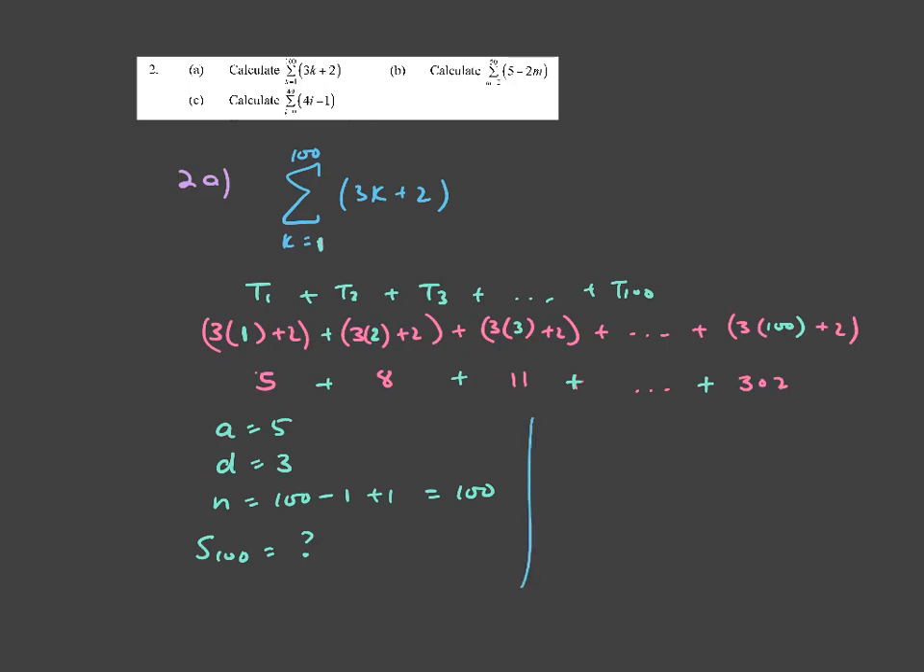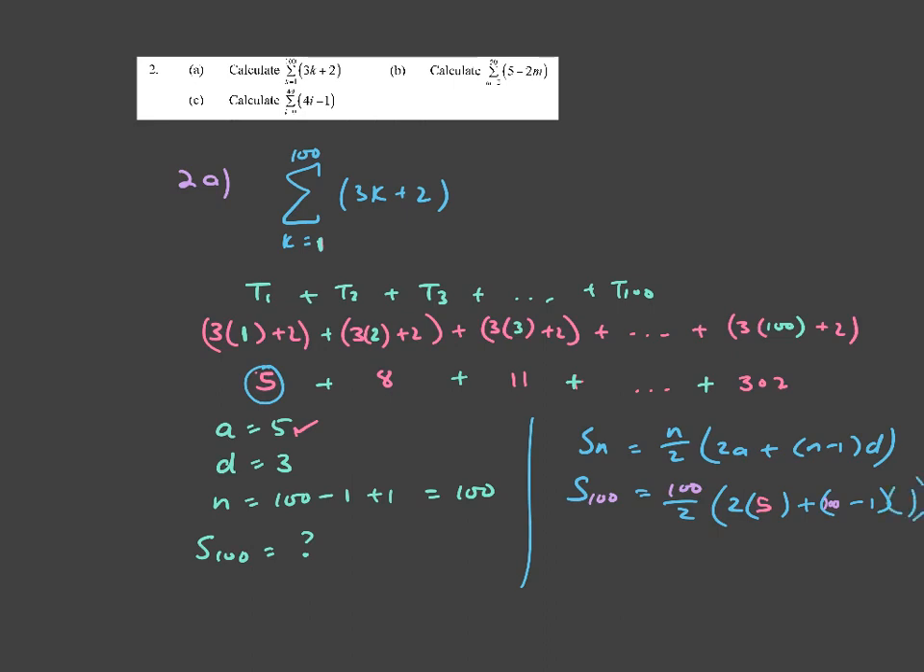Use it wisely. So n over 2, 2a plus (n minus 1)d. Alright, so the sum of the first 100 terms is equal to 100 divided by 2, and then it is 2a. What is the value of a? a is equal to 5, right? Good, that's why this is quite nice. And then we've got plus (n minus 1), and what is n in this case? It's 100. And then we multiply that with the difference, which is equal to 3.